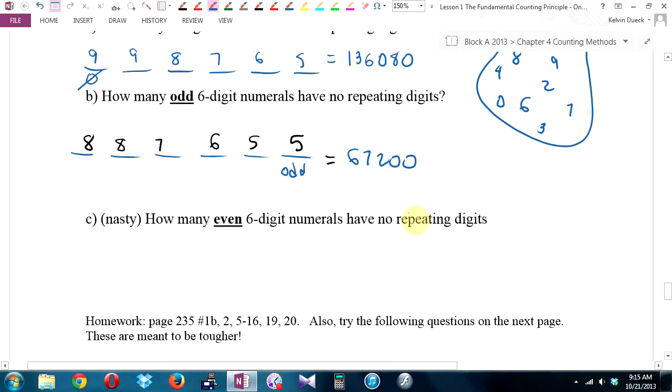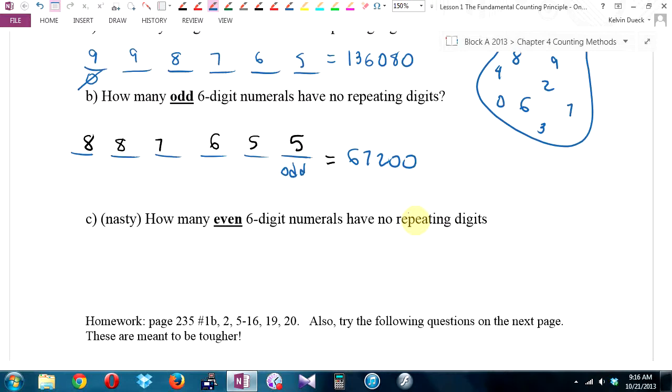C. What did I write in brackets next to C? Rosanna, can you read to me C, please, after it says nasty? Only even six-digit numbers have no twin digits. We'll try it again. Shh, you guys are just chatty humans today. Read it again, please. Only even six-digit numerals have no twin digits. What kind of numerals are we talking about? Even. What makes a number even?